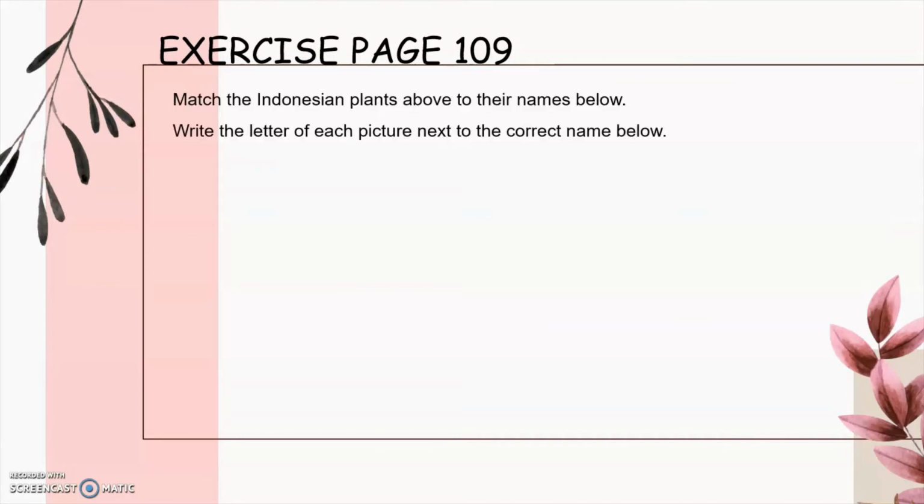And then, I want you to take your pencil or pen and do this exercise. Match your Indonesian plants above to their names below. And then, write the letter of each picture next to the correct name below. Okay, I already have the four names of these plants. Then number 1 is wild orchid, 2 is pitcher plant, 3 is jasmine, and 4 is tiger arum ya.